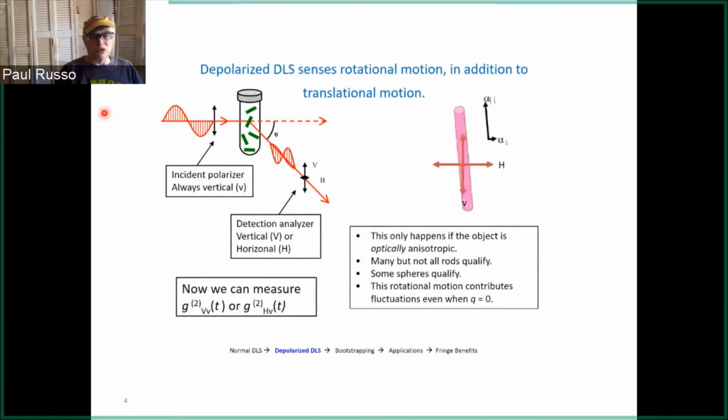Imagine the laser is coming in on the left, going through the solution that contains the rods. If we looked right into the laser, you'd go blind, except that we have polarizers in there. The incident light is vertically polarized, and we've put a horizontal polarizer off to the side, so only depolarized light gets sensed. If we looked at zero angle, we would see that rotation.